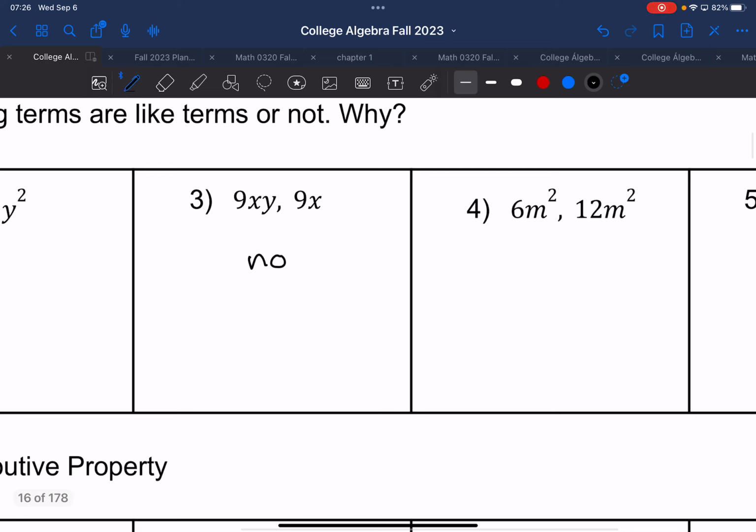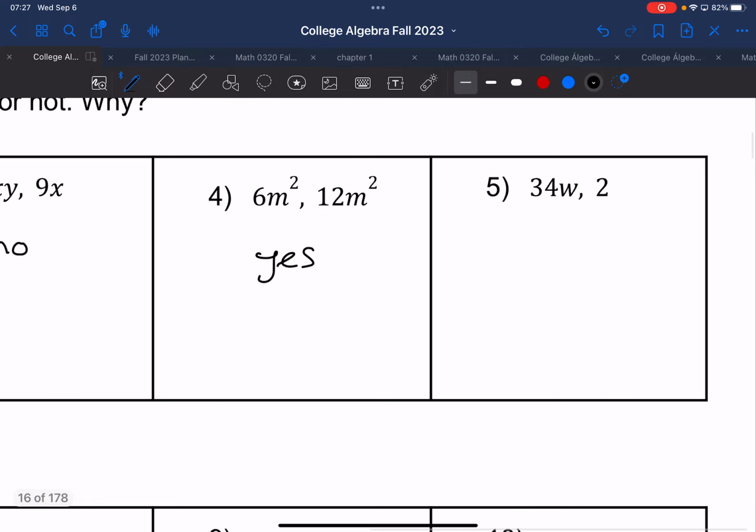Okay, what about 4? Yes. Good, yes, why? Same variable. Good, so it's the same variable and the same exponent, so m squared. And then lastly on 5, yes or no? No, why? Good, so the 2 doesn't even have a variable attached to it, so this is a variable with a coefficient and then just a constant term.